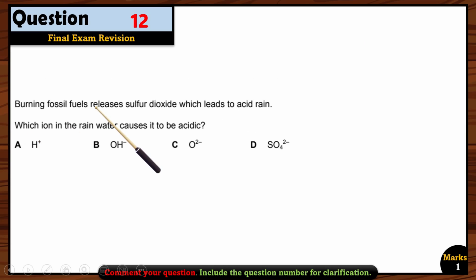Question 12. Burning fossil fuels releases sulfur dioxide, which leads to acid rain. Which ion in the rainwater causes it to be acidic? Of course, whenever sulfur dioxide reacts with the water, it produces sulfuric acid, and sulfuric acid, of course, is a proton donor. So it will always release protons. So option A is the right option here, hydrogen ions.